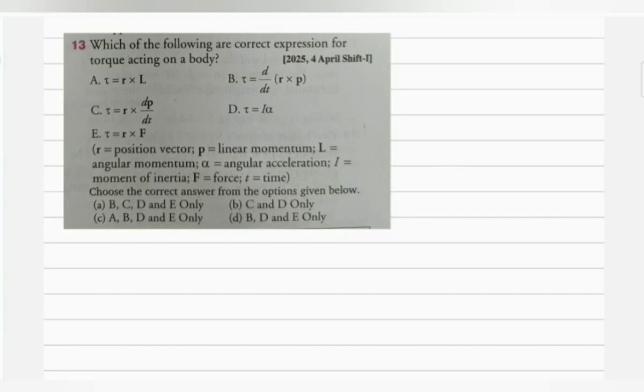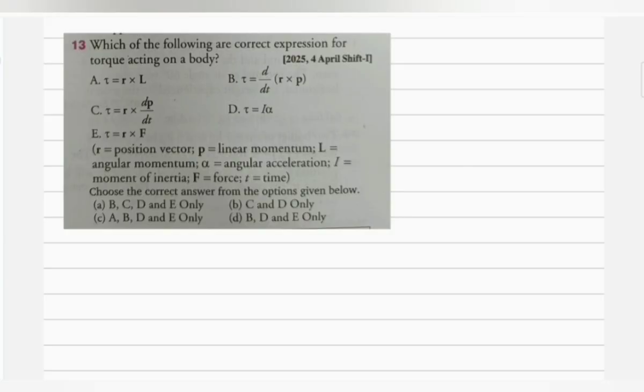Which of the following are correct expressions for torque acting on a body? Formula A, tau is equal to r cross L. Formula B, tau equals d by dt of r cross P. Formula C, tau equals r cross dp by dt. Formula D, tau is equal to I alpha. Formula E, tau equals r cross f.